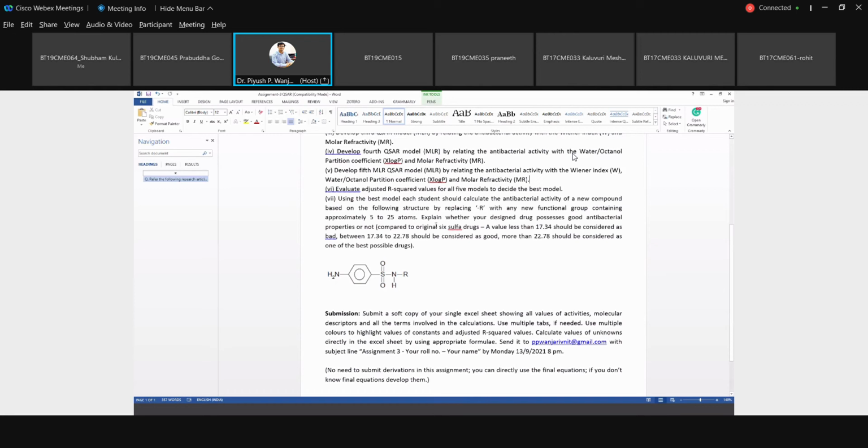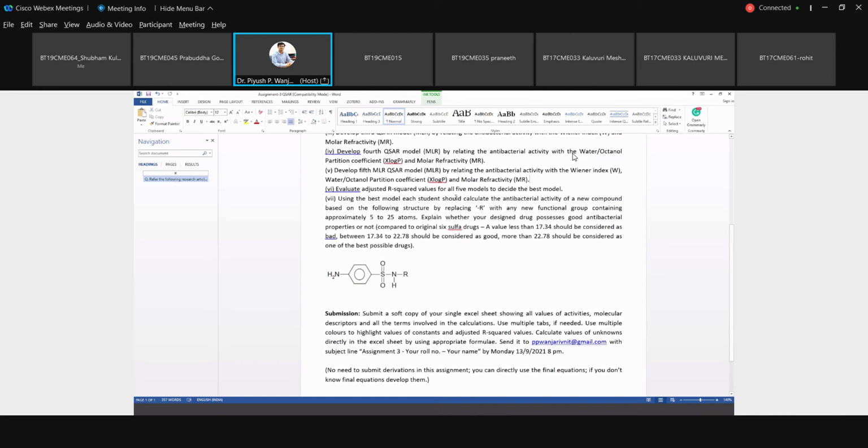In this question, you are doing your real drug designing. See the question: using the base model, whatever it is, you should calculate the antibacterial activity of a new compound. You have to do it for just one compound, but imagine you have some sophisticated software which can do all these things properly. The concepts of artificial intelligence and artificial neural networks can also be used in this kind of study.